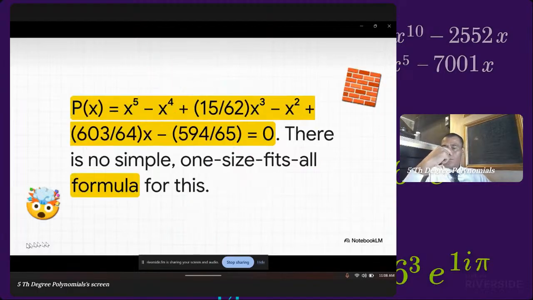Well, this is what happens. Take a look at this thing. It's a 5th degree polynomial. And let me tell you, there is no simple one-size-fits-all formula for a beast like this. For the longest time in history, finding the exact answers to an equation like this was thought to be completely impossible. This is the mountain we're going to try and climb today.